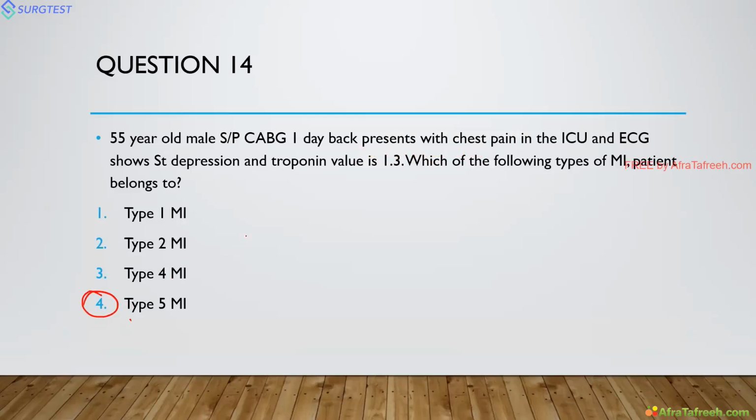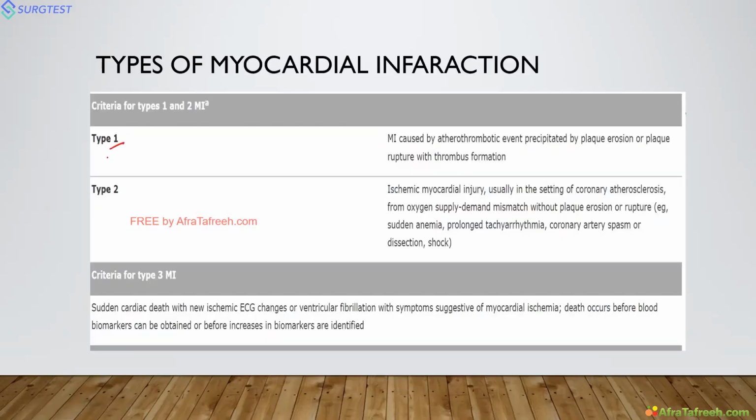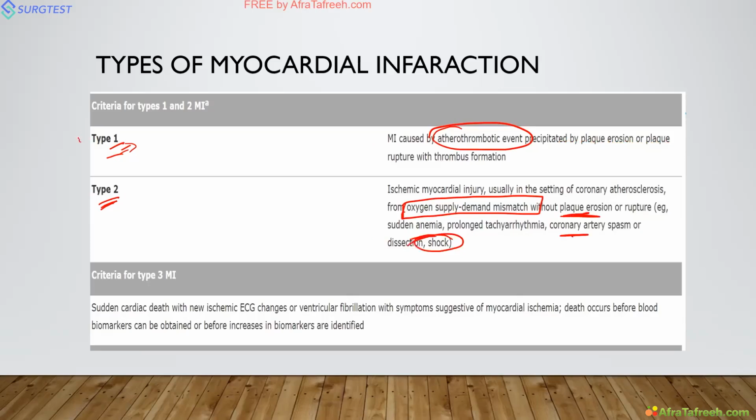So we will discuss the types of MI based on the UDMI, the Universal Definition of MI criteria. You can see type 1 MI and type 2 MI. Type 1 MI is the MI you see daily, which is due to an atherothrombotic event. Type 2 MI you see in the ICUs, where the patient has critical illness, sepsis. It is due to oxygen supply-demand mismatch, with no plaque. It is due to severe anemia, or hypotension without plaque erosion or rupture, anemia, spasm or shock, all these things. This is type 1 and type 2.